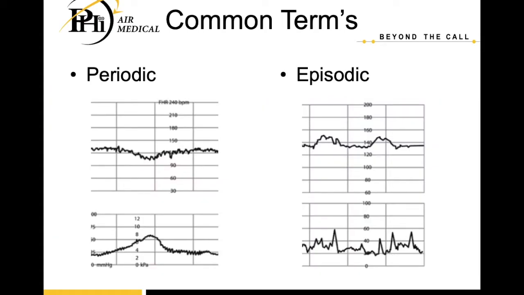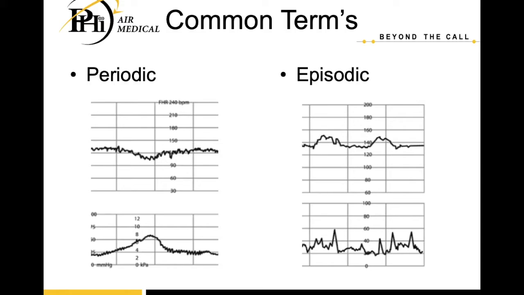All right, so now let's get into some terminology. It's pretty important to use uniform terminology, not only when you're doing your reporting, but also when you are doing your documentation, so that way everybody's using the same language. So a couple terms to go over. The first are going to be periodic and episodic. So what do those two mean?